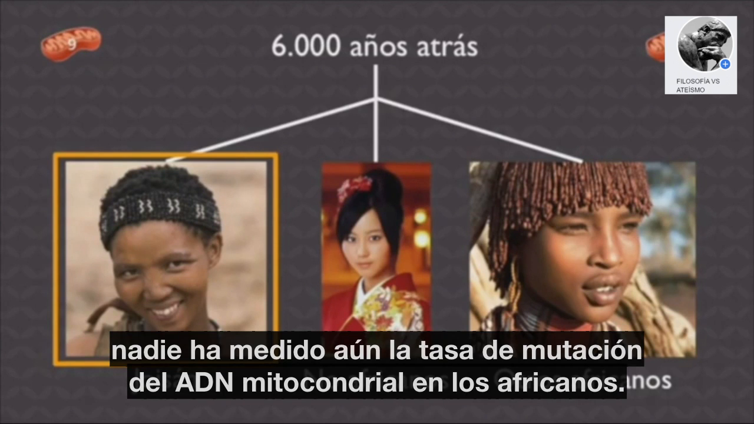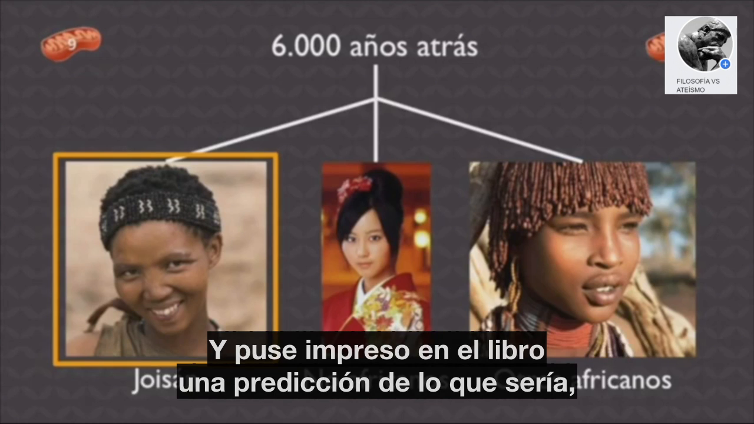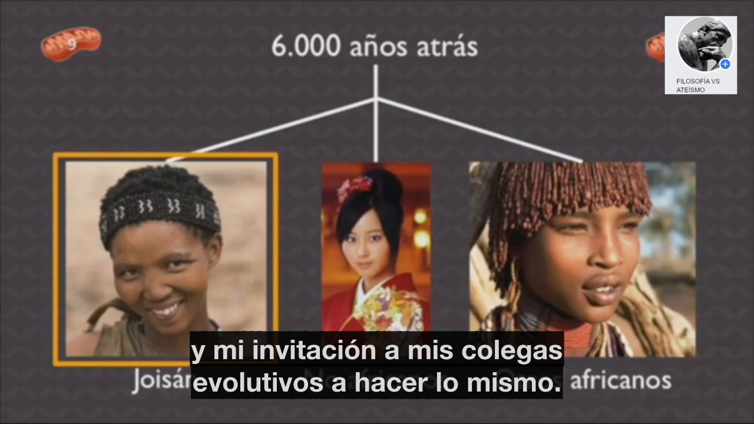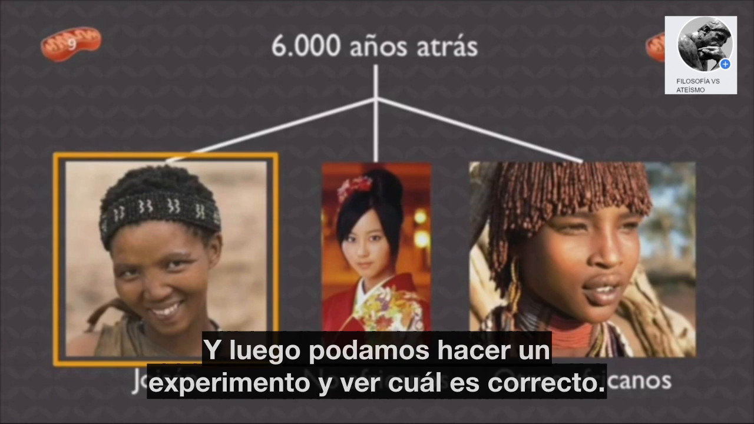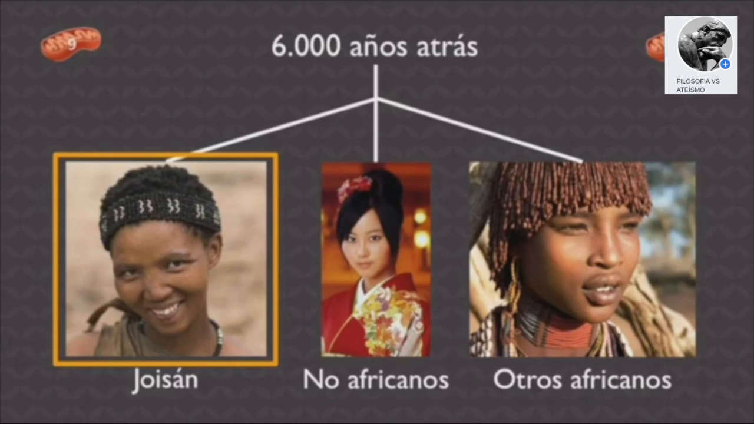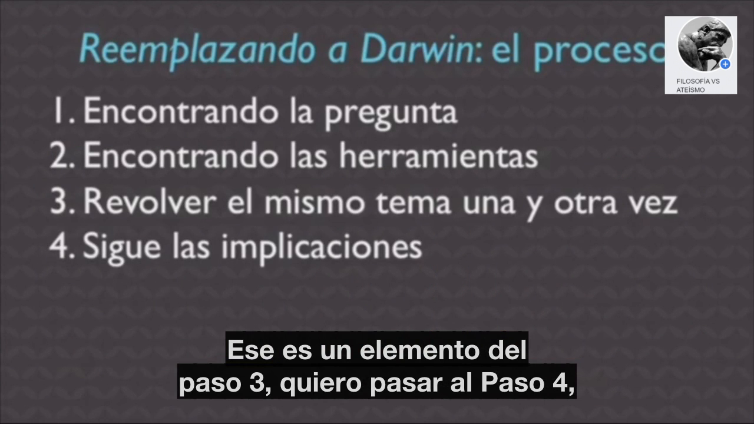No one has yet measured the mitochondrial DNA mutation rate in Africans, and I put in print in the book a prediction as to what that would be. And my invitation to my evolutionary colleagues is to do the same thing, and then we can do an experiment and see which one is correct. So that's one element of step 3.